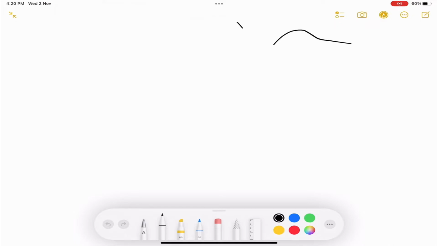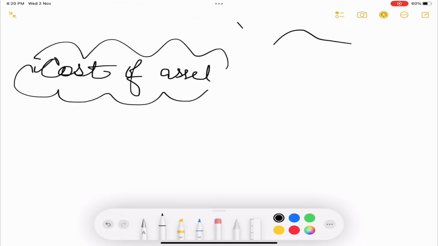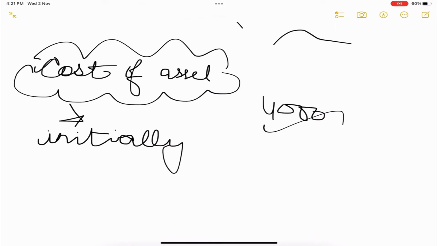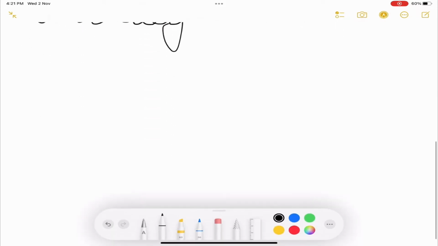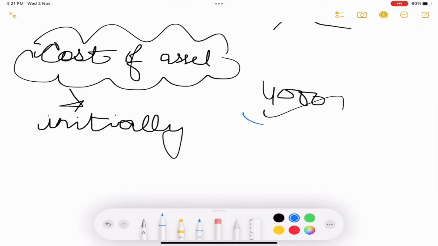We're starting with the items. The first thing which we have to study is the cost of asset. So what do you understand by cost of asset? Cost of asset means the amount at which you initially purchased a particular asset. Let's say there's something for 4,000 rupees and you have initially purchased it for 4,000 rupees. That is the cost of the asset, the cost at which you have acquired it.